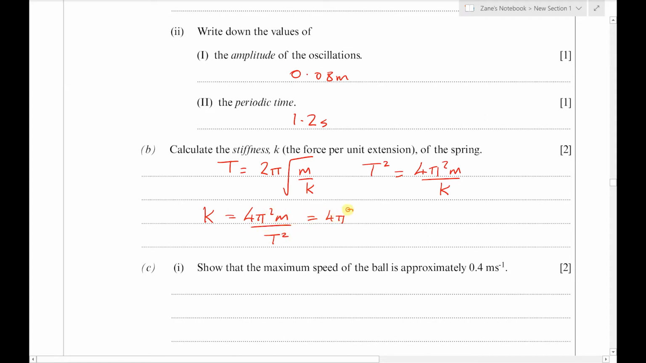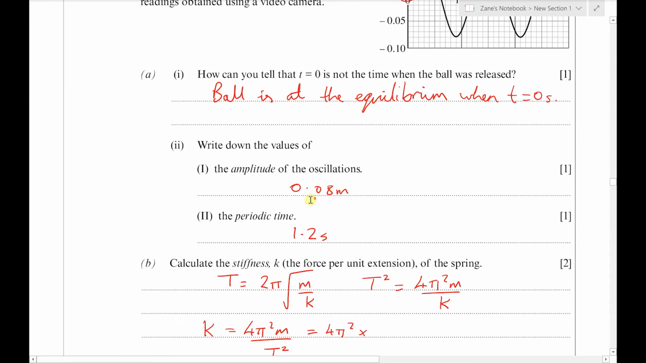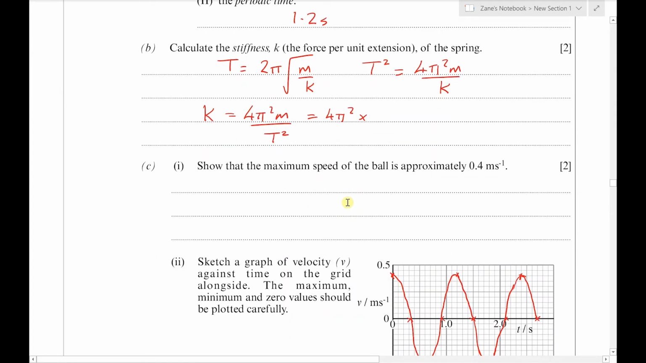So it's 4 pi squared times the mass, which was 0.4 kilograms, and we're dividing it by the period squared, 1.2 seconds. If we put those into the calculator, we will get 10.97, newtons per meter, not seconds. So we're going to go for 11 newtons per meter. And remember that a spring constant is very commonly a unit mark question on an exam paper, so try to remember that k is measured in newtons per meter.